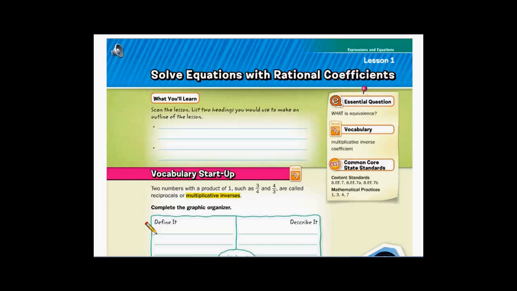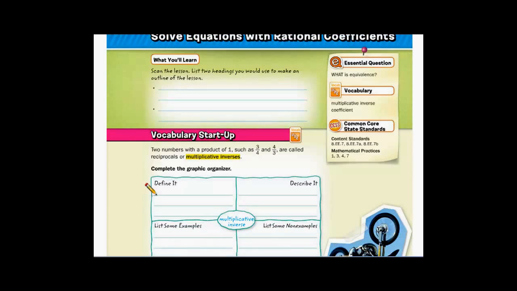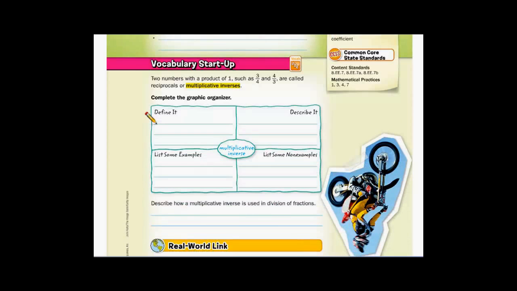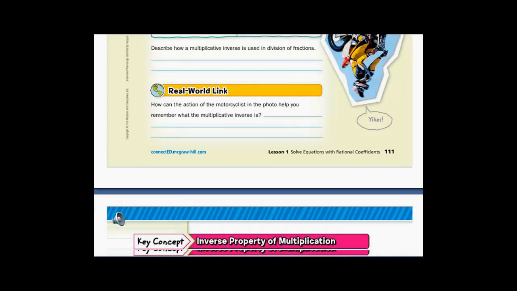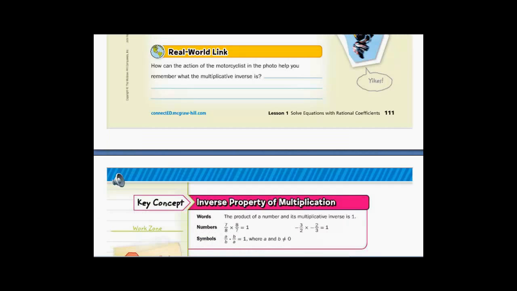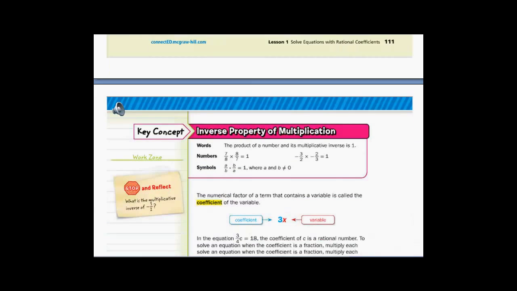So let's move on down here. And let me change that. There we go. So let's move on down here and actually get to some solving of equations. It talks about the inverse property of multiplication.